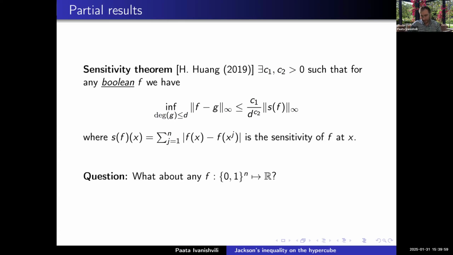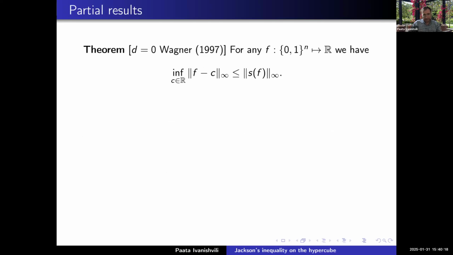And I was always interested in the question of whether such a statement holds for any real valued function, not just Boolean. Boolean, as I said, means that the function takes only two values, let's say 0 and 1. What about any real valued function? Here we have some results in the literature. The first result goes to Wagner in 1997, which says that if you just take approximation by constants, so these 0-degree polynomials, then this is bounded just by sensitivity. In the previous slide I had 1 over d. Usually we think that d is large. When d is 0, you should think 1 over d plus 1, as a constant, so a constant times sensitivity. So this is known for any real valued function if you just try to approximate with a constant.